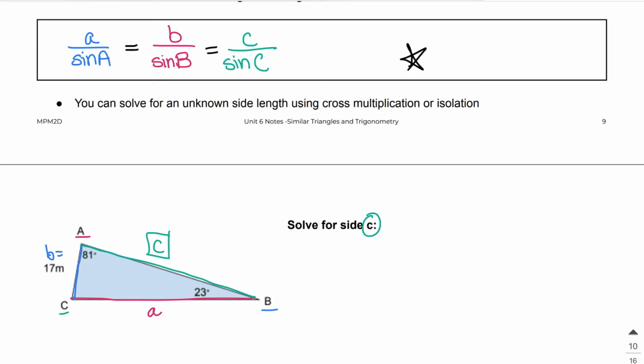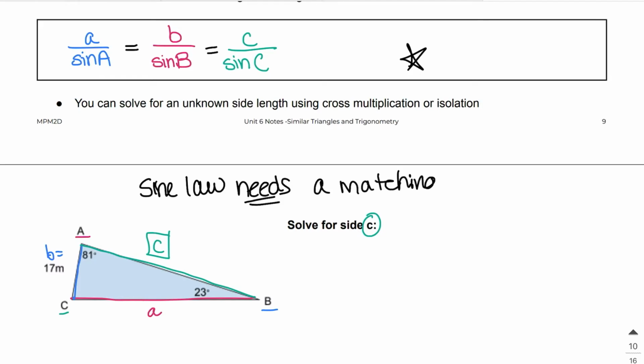So this is what I want to know. In order for me to be able to do this, I need to have a matching pair. We've already said this, but I'm writing it again because it's really important that you know it needs to have a matching pair. If you take a look at what we have going on here, we know that angle B is 23 degrees, and we also know that the side across from it is 17 meters. So this is our matching pair. We've got capital B with lowercase b.